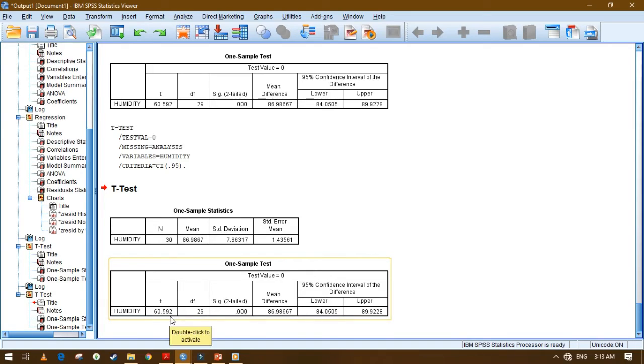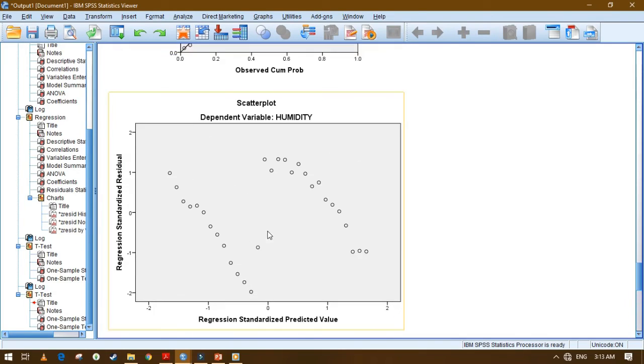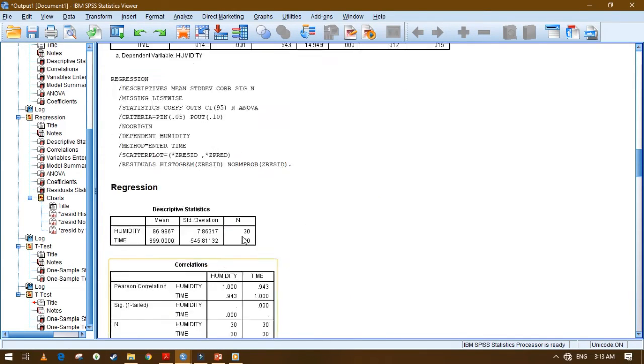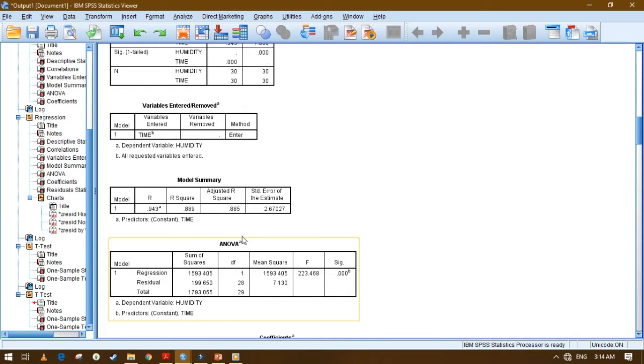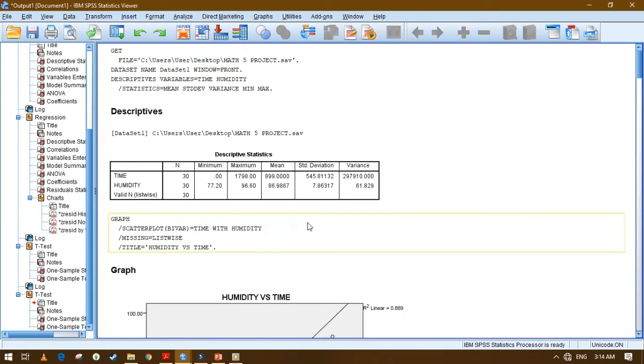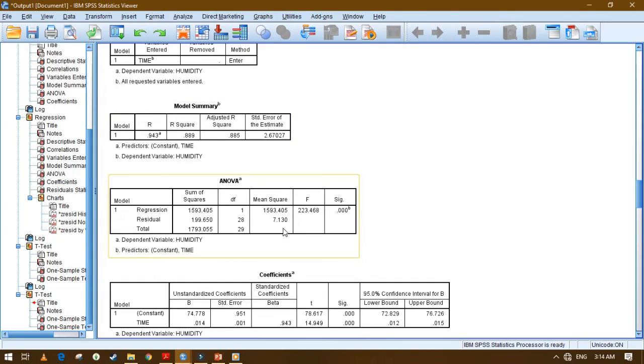And for the one sample test, this is the result of the test, and it shows 60.592 for the test result, and the DF is 29, the 30 minus 1 you get 29, and for the mean difference it shows 86.98667. Okay, this is the result that we get from the SPSS software for this data. Okay, all the data is compared with the manual data and it's same. And that's all for our group. Thank you.